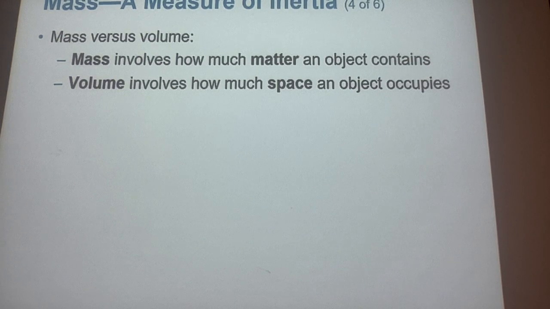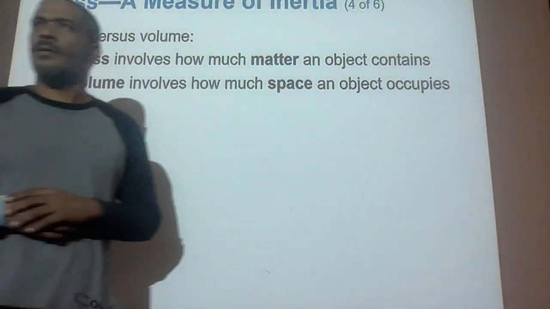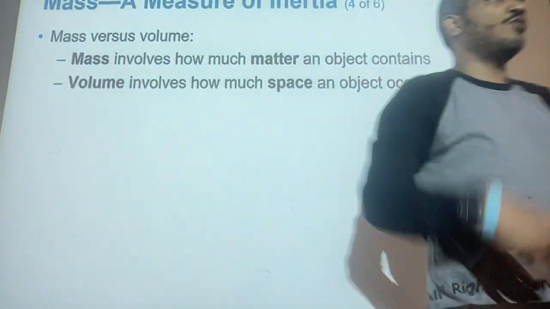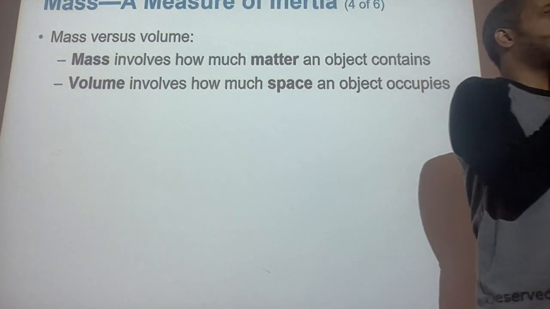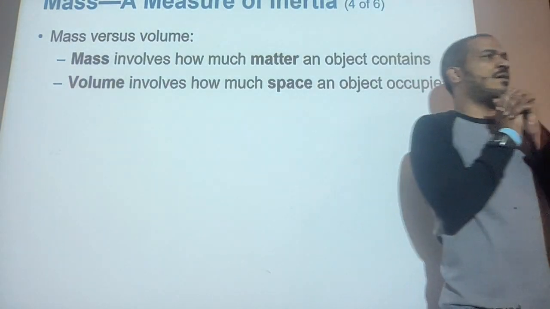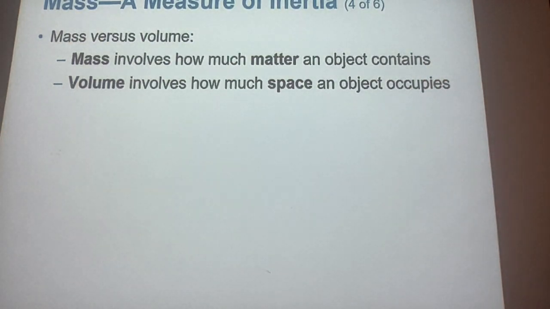So, mass versus volume. Mass involves how much matter an object has. Volume involves how much space. So what's the difference between mass and volume? Can anybody give me a good example of things that take up the same space but have different mass?